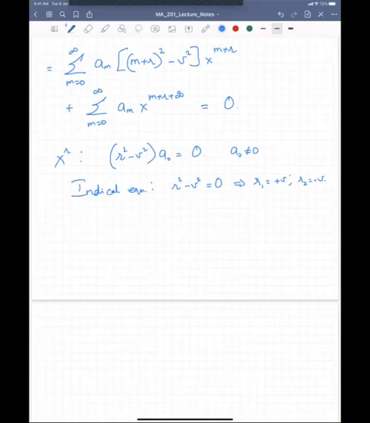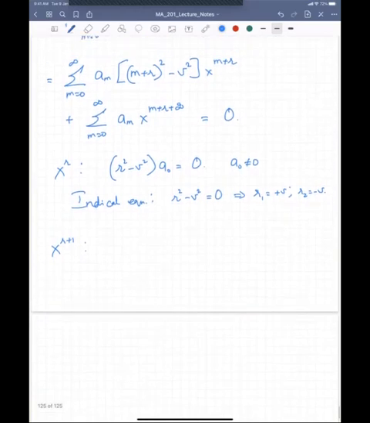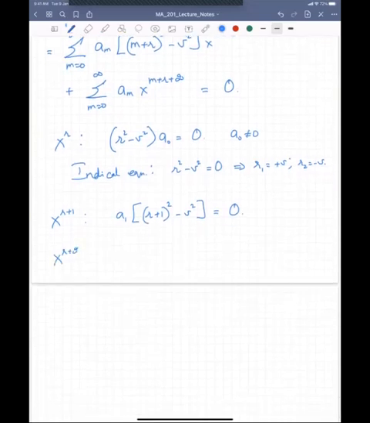Okay. So let's go ahead and look at the coefficient of x to the r plus 1. Again, the x to the r plus 1 can only come from the first series because the lowest power of x in the second series is x to the r plus 2. So which means the first series gives me, for m equals 1, a1 times ((r plus 1) squared minus nu squared), and this has to be equal to 0.